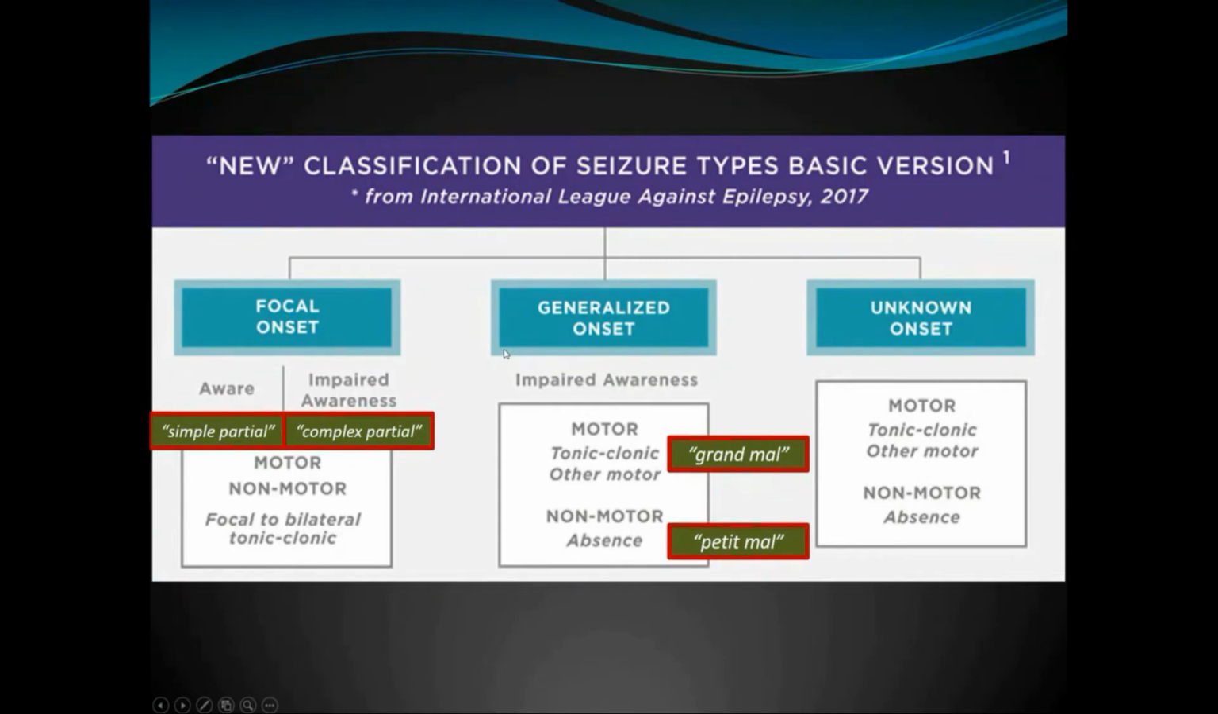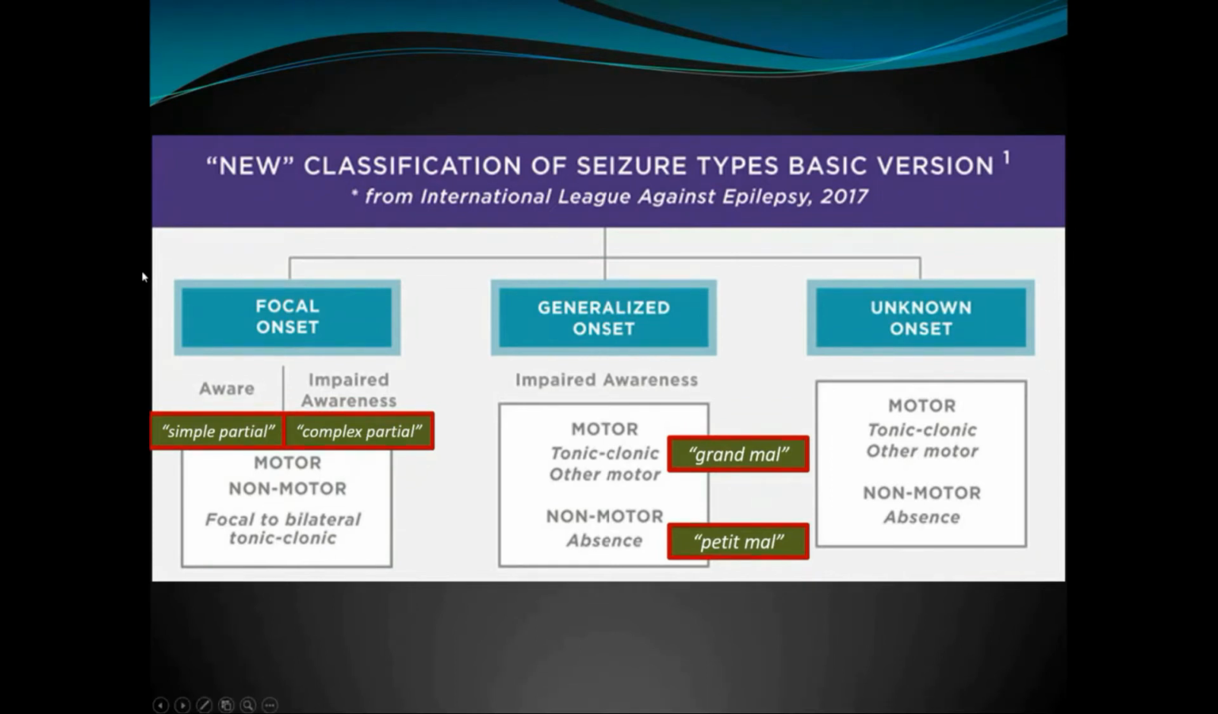But within the umbrella of focal onset seizures, we also break things down into whether or not a person remains aware or if they have a loss of awareness, okay? And then we describe whether or not there are motor or non-motor features or symptoms during the seizure. And we'll get into more of that on the later slides, okay? And that depends on where that focus of surge of brain activity is occurring.